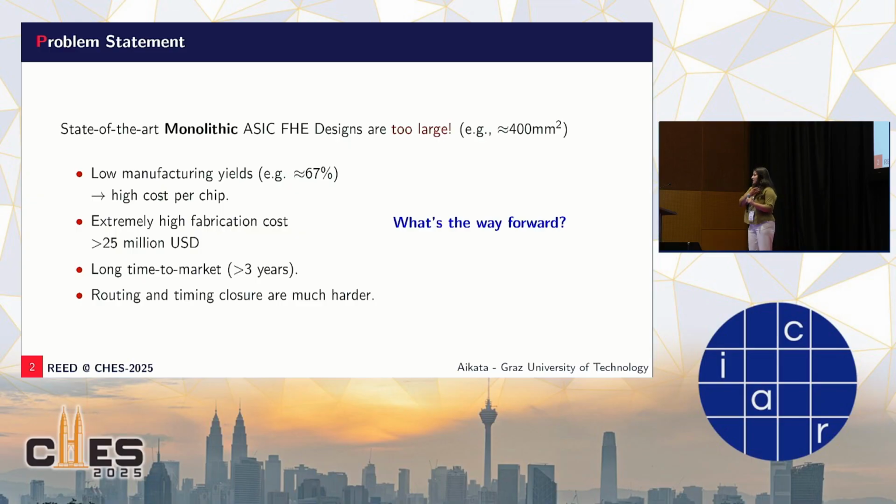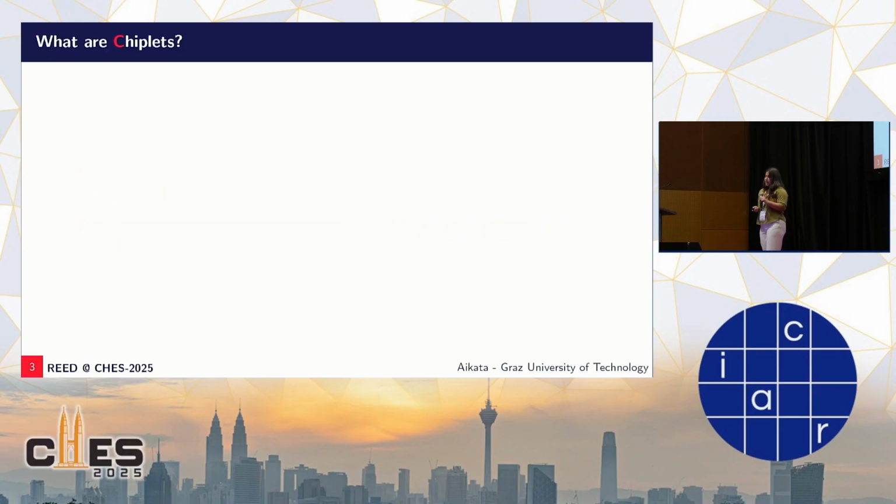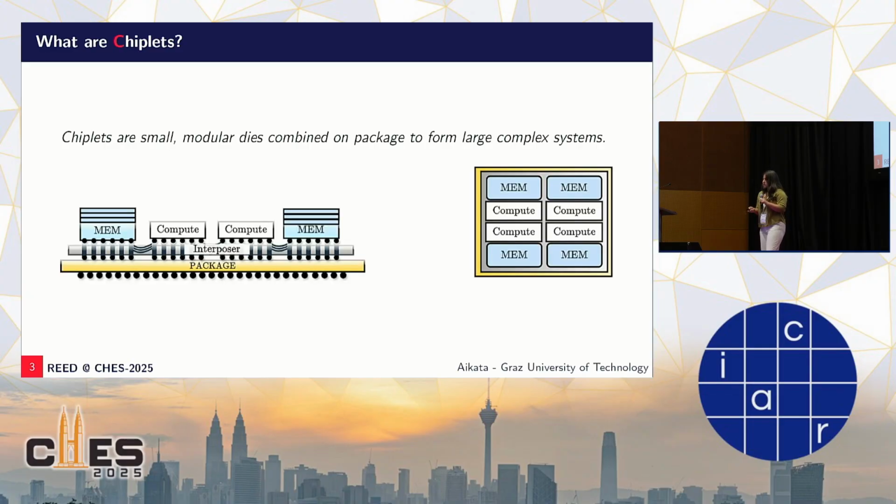If we take inspiration from some of the big companies such as AMD, Intel, or NVIDIA, we would know that the answer here is chiplets. So what are chiplets? Chiplets are small dies that can be put together in a package or system to form a much larger complex system. For example, we can have multiple smaller compute chiplets that can be connected to each other and to the memory units via interposer and then put on package for computation. This is just an example of what a chiplet-based architecture looks like.